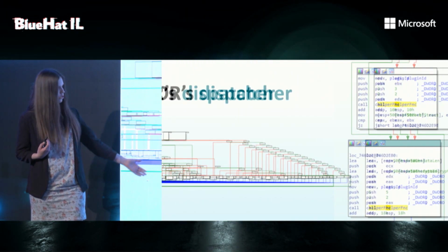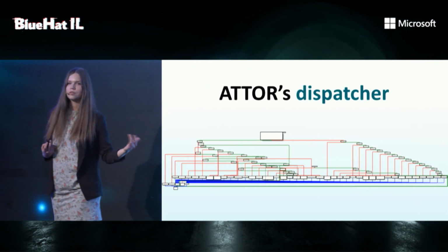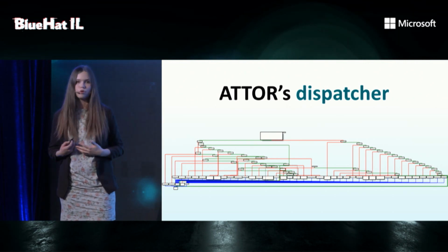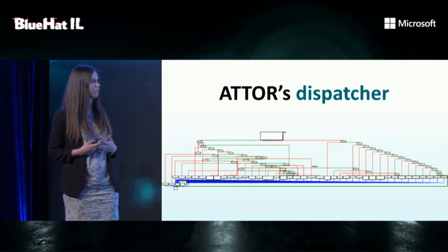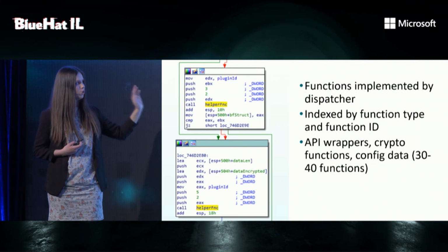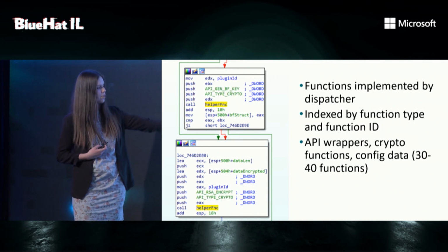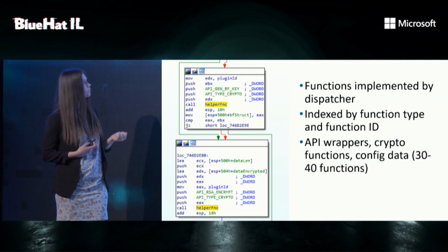And this function is actually implemented in the ATTOR's dispatcher and acts like a proxy for Windows API functions or cryptographic functions and other functions like this. So only if you have access to the dispatcher, you're able to map it with the plugins and to actually give some meaningful names to the commands.